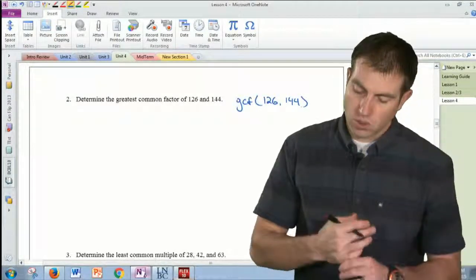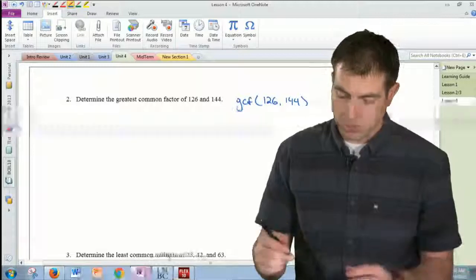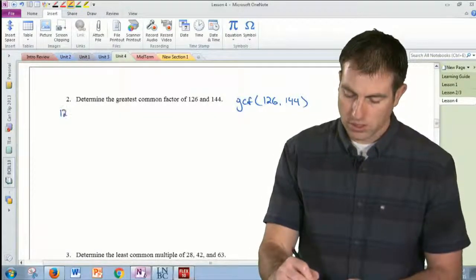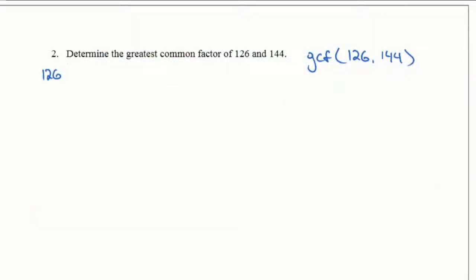All right, so what I'm going to do is just do factor trees for both these numbers. I'm going to do a factor tree for 126, and I'm going to do a factor tree for 144. See where I end up.